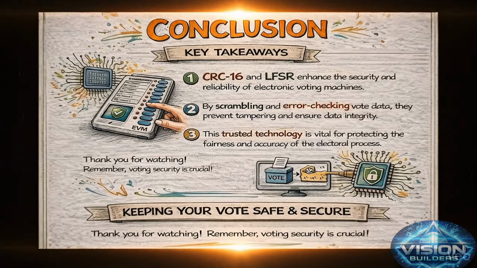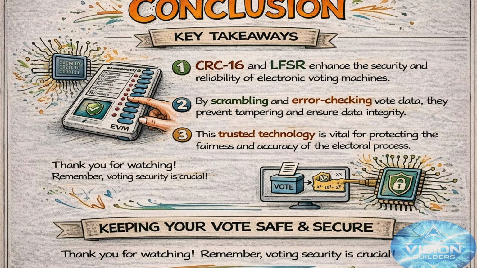In conclusion, CRC16 and LFSR together enhance the security and reliability of electronic voting machines. By combining data scrambling and error detection, they prevent tampering and ensure data integrity. This trusted technology helps maintain fairness and accuracy in the electoral process.